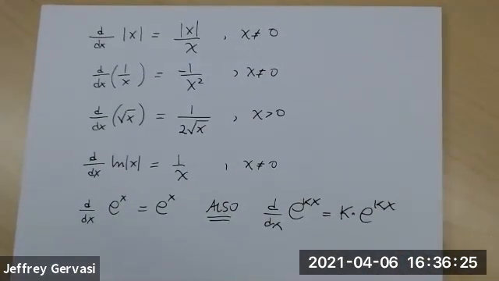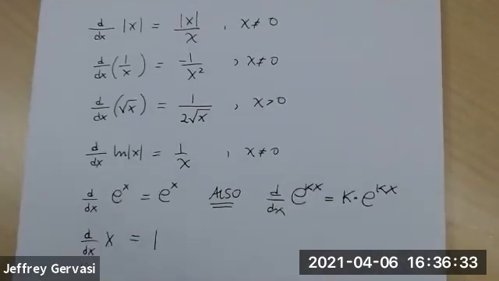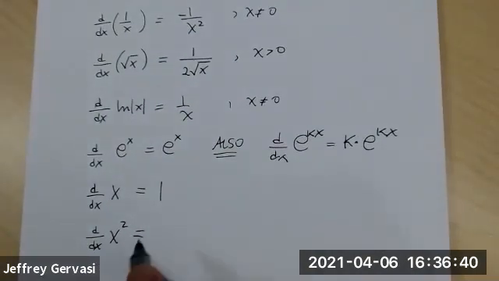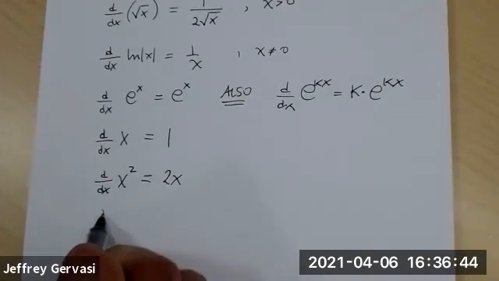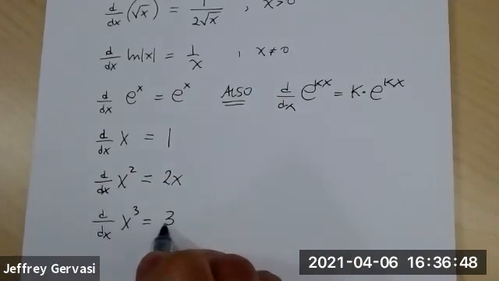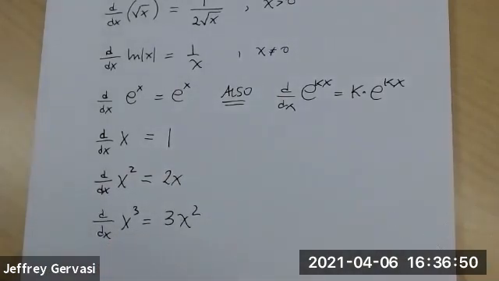We know that. How about this? We know that the derivative of the power function x is equal to 1. We know the derivative of the basic squaring function, what's the derivative of x squared? It's 2x. What's the derivative of the basic cubing function? By the power rule, it's 3x squared. What do you think of that?